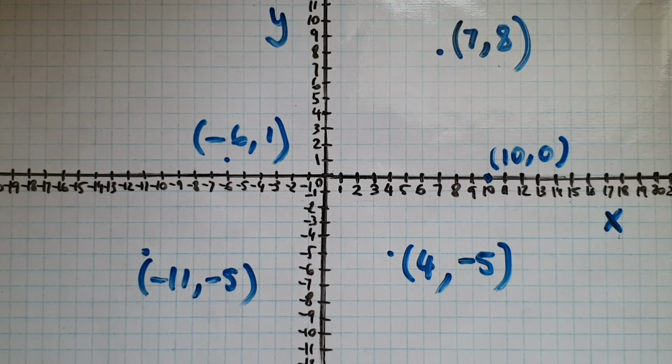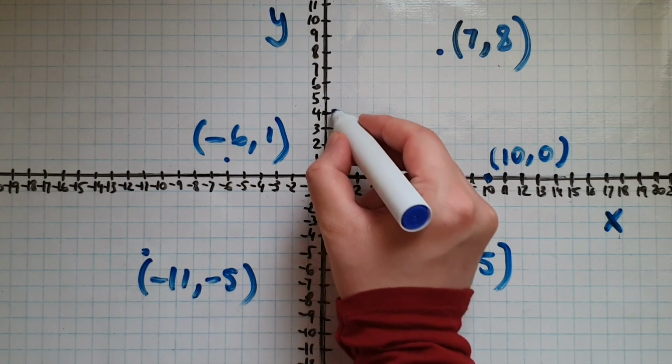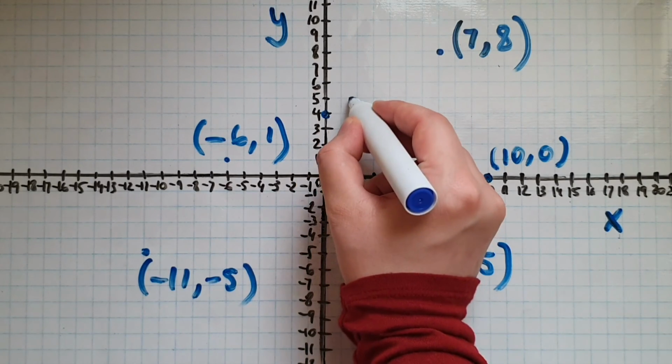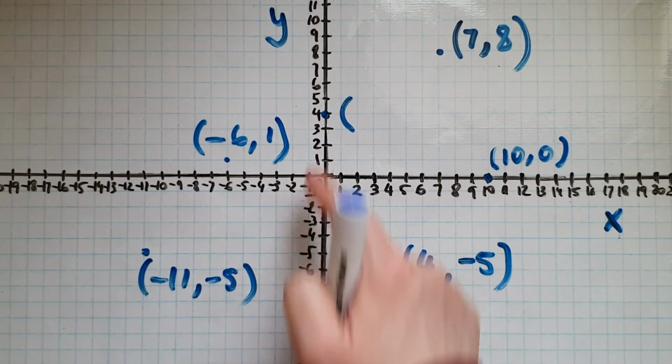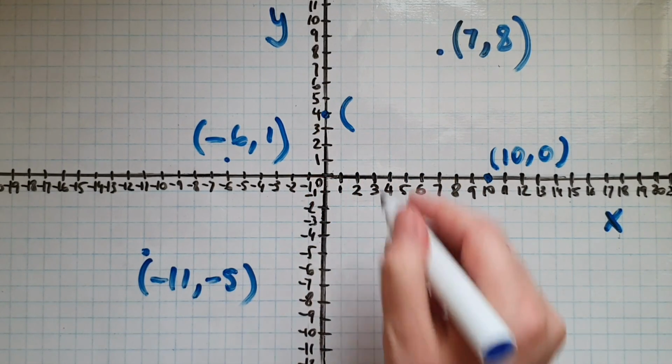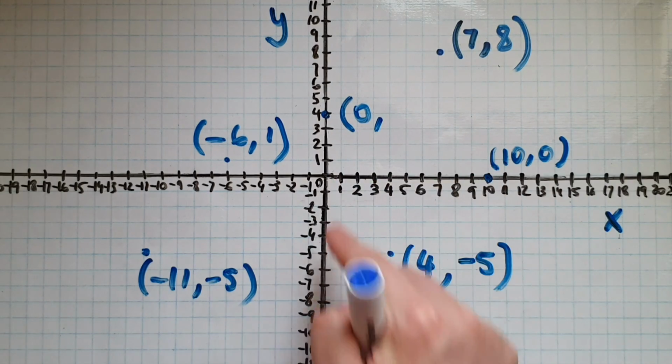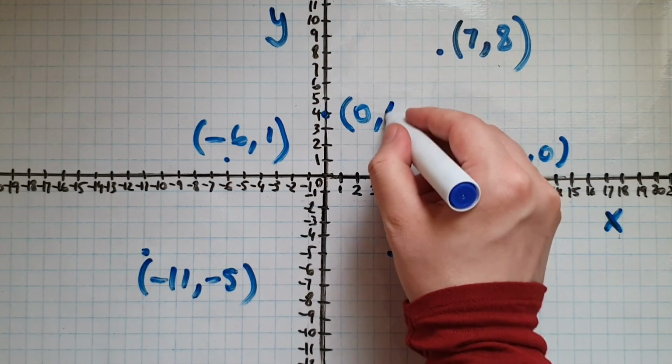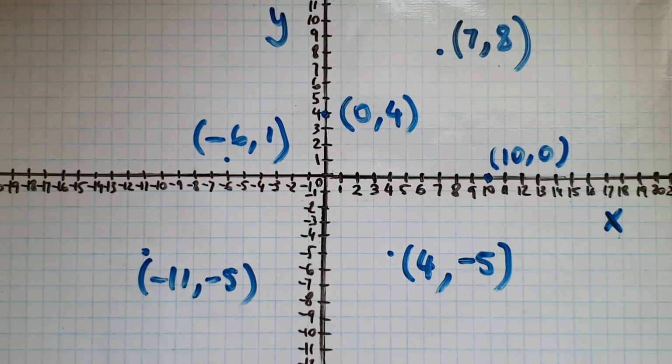Same thing if we have a point here. Looking at the x-axis, that falls on 0, and it goes up to 4. So 0, 4.